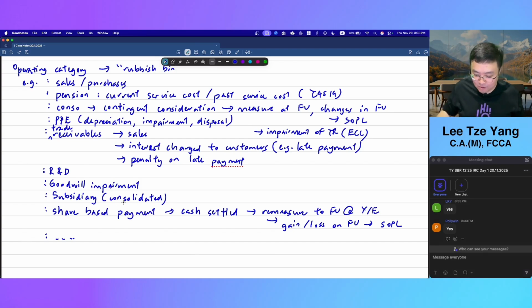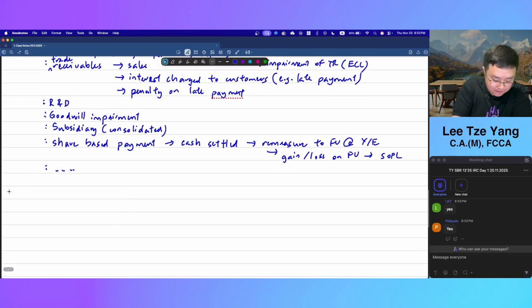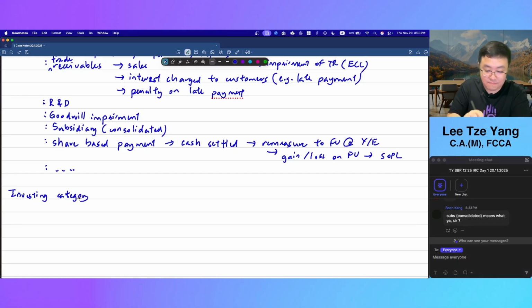Okay, good. Let me continue. I want to talk about the next category called investing category. Now, investing category is actually being defined in the standard, and financing also.